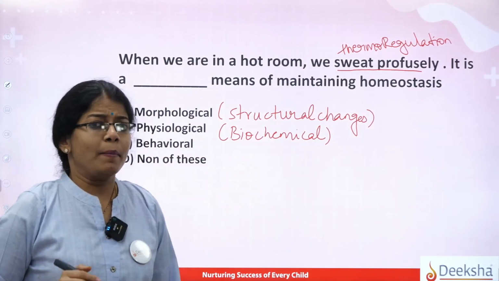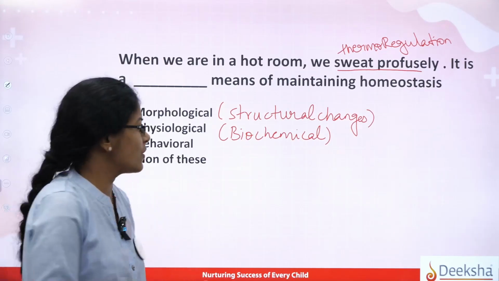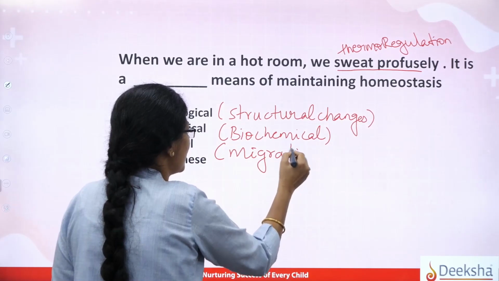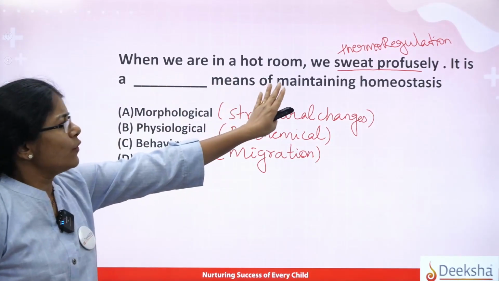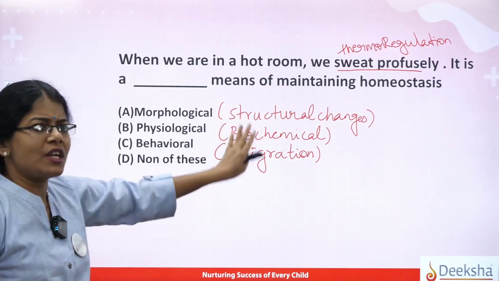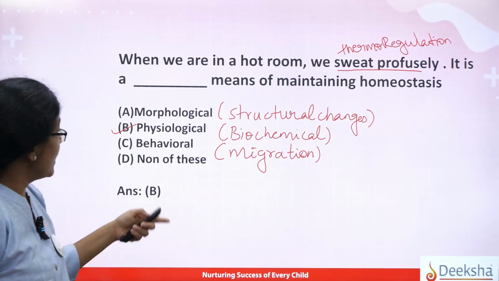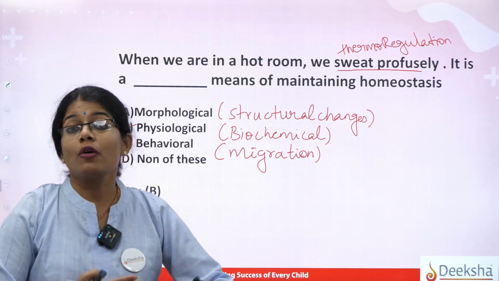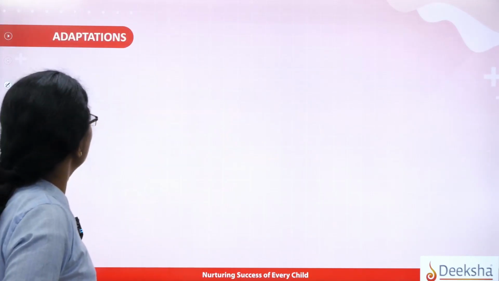Behavioral, what is it? Type of leaving the place, migration, etc. So changing the place, for example migration, will come under behavioral changes. So if you see, when we start sweating, which type of change does that come under? Very right. That is option B, physiological changes, because you are altering the physiology of your body. Correct? Okay.